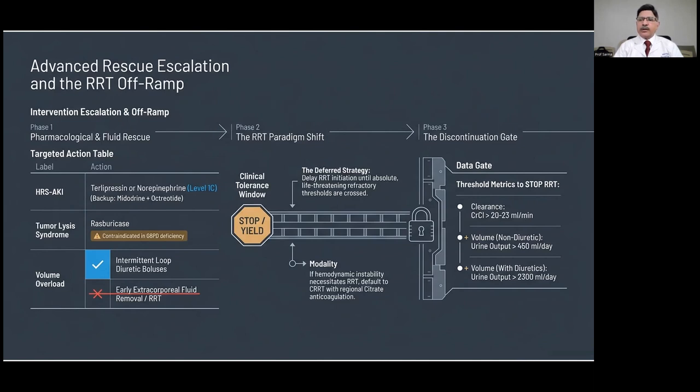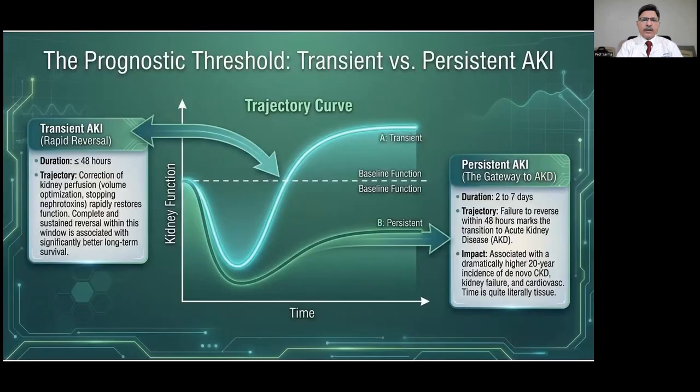Clearance more than 20 is creatinine, stop RRT. Volume more than 450 ml output is coming in the urine, stop RRT. Volume with diuretics more than 2.3 liters is excreting, stop RRT. This is how modern management is tailored, very structured.